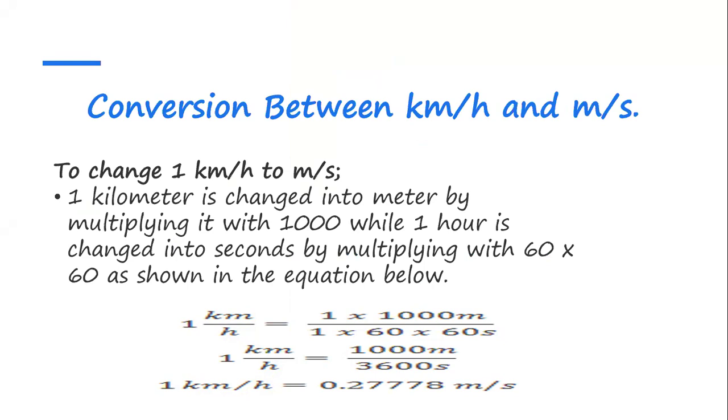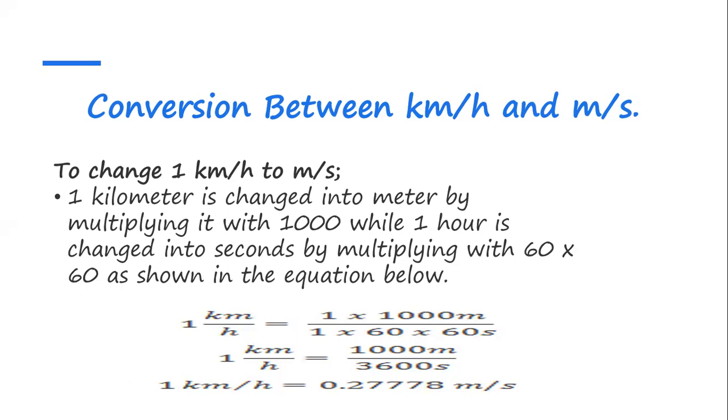Here are some of the procedures. For example, you have to change 1 kilometer per hour to meter per second. We know that 1 kilometer is equal to 1,000 meters. So 1 kilometer is changed into meters by multiplying it by 1,000, while 1 hour is changed into seconds by multiplying it by 60 times 60, as shown in the equation below. So 1 kilometer per hour is equal to 1 times 1,000 upon 1 times 60 times 60 seconds. So 1 kilometer per 3,600 seconds, so 1 kilometer per hour equals 0.2778 meter per second.